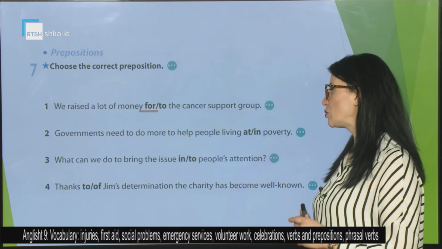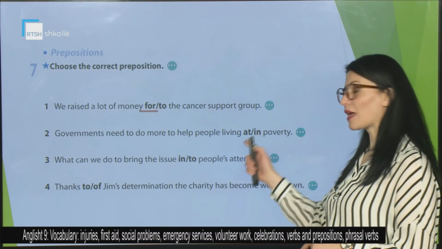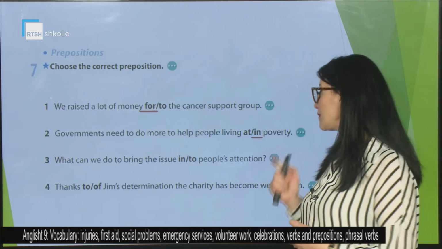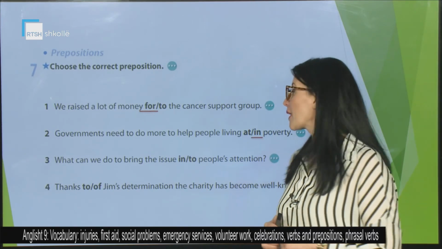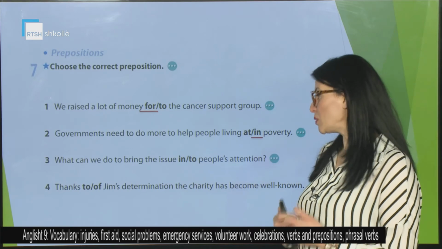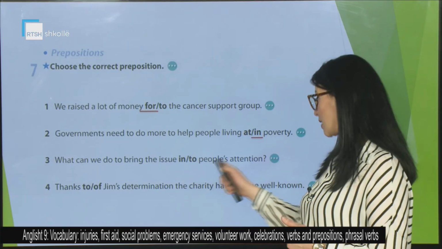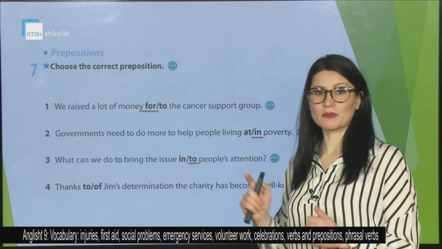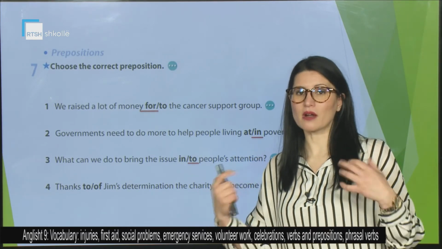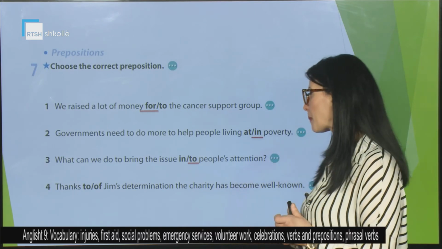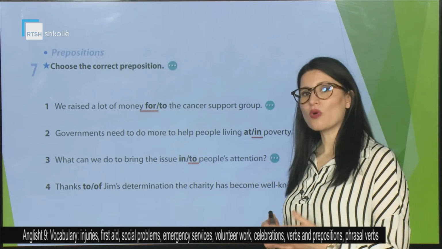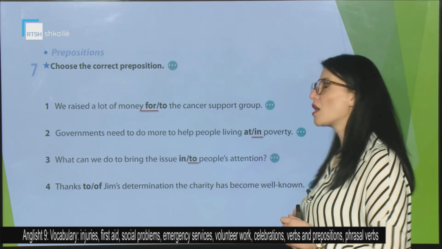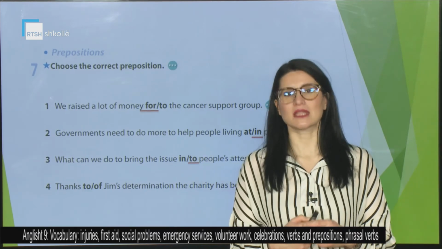Governments need to do more to help people living at or in poverty. What is the best word? It is to live in poverty. The next one: what can we do to bring the issue in people's attention or to people's attention? And it is to people's attention, to make people aware of something. Thanks to or thanks of Jean's determination, the charity has become well known, and the expression is thanks to.